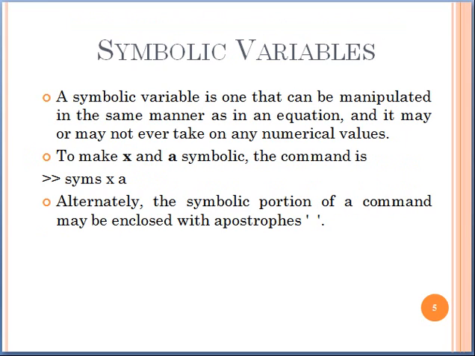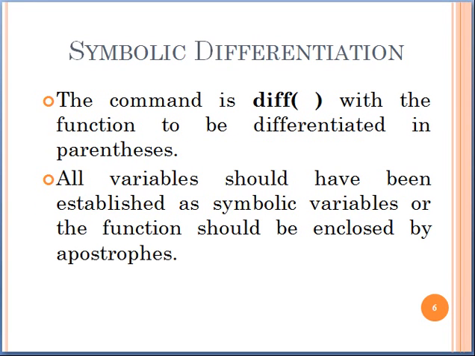Now, coming towards the symbolic variables. For example, if you want to make x and a symbolic, then the command will be syms, for symbols, x a. Or alternatively, you can also use the apostrophes for this. Now, for the differentiation, the command is diff and brackets. In the brackets, you have to write the function, and all the variables should have been established as symbolic variables, or the function should be enclosed by the apostrophes.